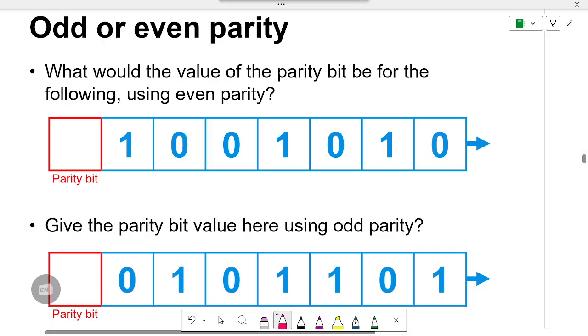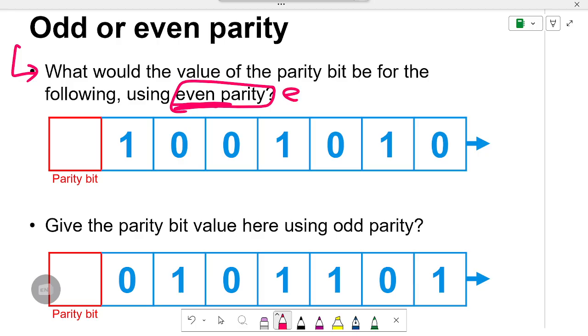Let's read the question. Okay, you read the question there, Yuna. Okay, you look, we're using even parity. That means we need to have an even number. Figure out, is this a 1 or a 0? What do I need to put? How do you know? You're going to put a 1?